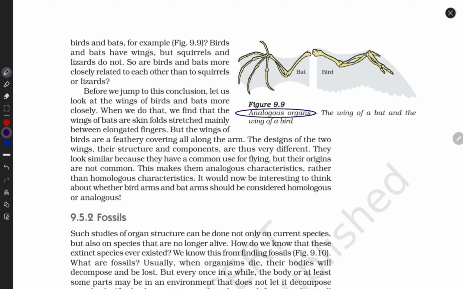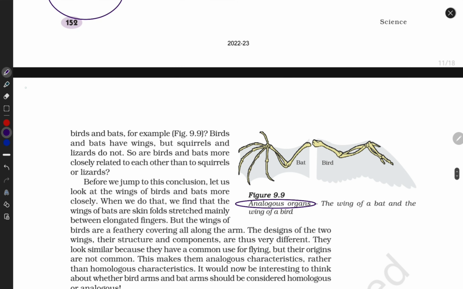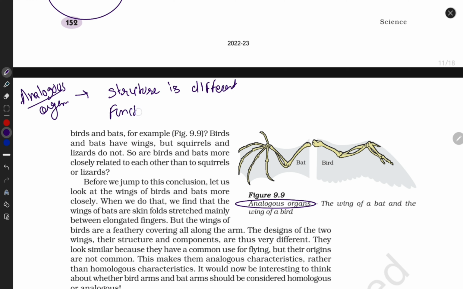Ana means different. Listen here. Analogous organ. Now, structure is different, but function is same. Look at an example of this. Bat and bird. Bat hands and bird's hands. Look at here. The structure is different. Femur, tibia, radius, ulna, phalanges 5. Here look at the femur, tibia, fibula, and this is another formation. The structure is different now.